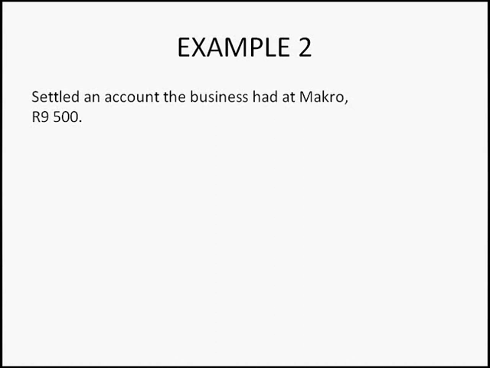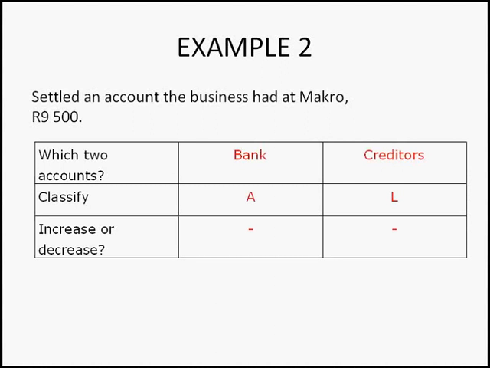Well, clearly if we had to pay money, then our bank would be involved. And if we had to pay the creditor, then creditors would be involved. So let's have a look at the classification then. Bank is an asset because it's something we own. And creditors is a liability because it's something we owe. So it's very important for you to get the classification right in order to then decide on question number 3, whether it increases or decreases.